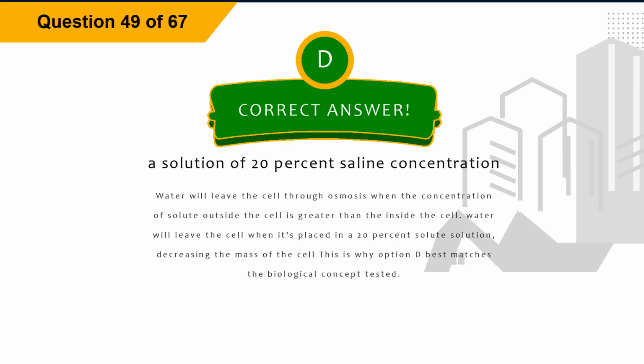The correct answer is option D, a solution of 20% saline concentration. Explanation: water will leave the cell through osmosis when the concentration of solute outside the cell is greater than the concentration inside the cell. Water will leave the cell when it's placed in a 20% solute solution, decreasing the mass of the cell. This is why option D best matches the biological concept tested.